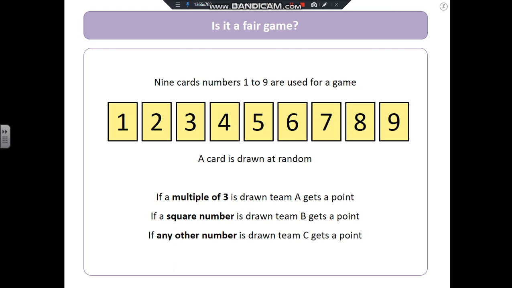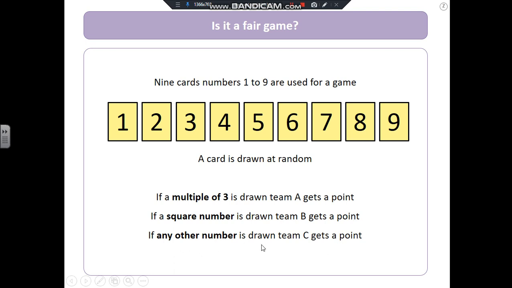Okay, so let's have a look then. Team A gets a point when we get multiples of 3. So there are 3, 6, 9. There are 3 opportunities out of the 9 cards for Team A to get a point. Team B gets a point for a square number. So the square numbers are 1, 4 and 9. So again, there are 3 possible cards where Team B would get a point. So at the moment, A and B are equally likely to win. They've both got 3 cards that they could possibly get points with.